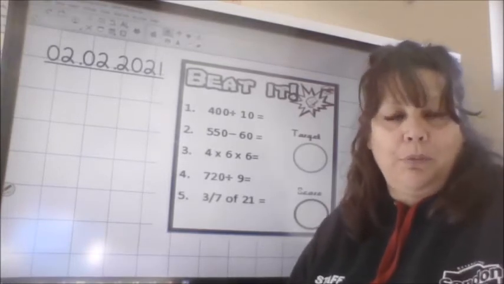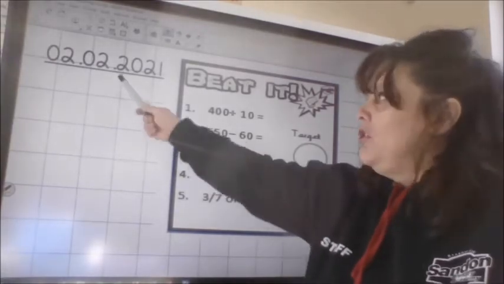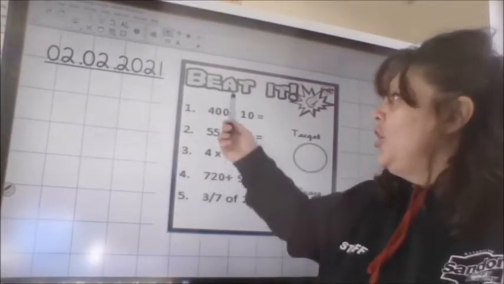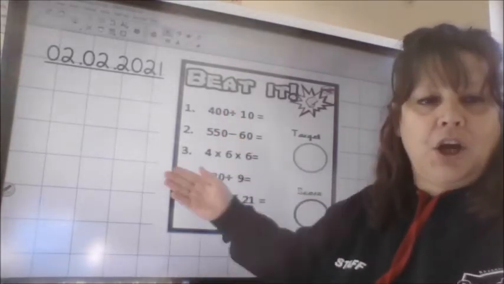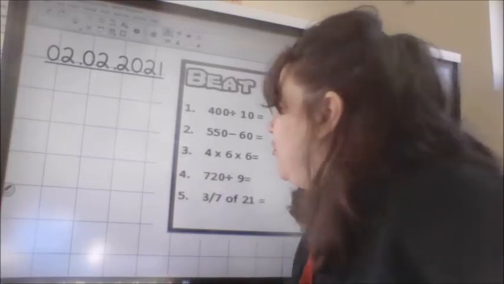So you will need your purple books, you'll need your pen and your pencil. And in a moment, you're going to put today's short date, 2nd of the 2nd, 2021. You're going to put beat it, and then you're going to put 1, 2, 3, 4, 5, and you're going to put your answers for me. If I just read through the questions.